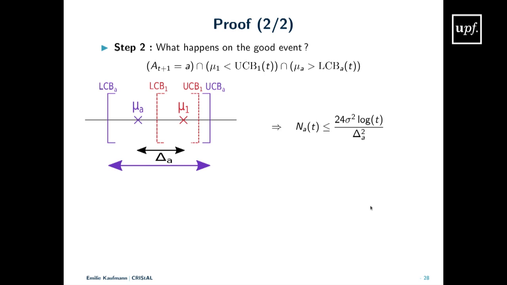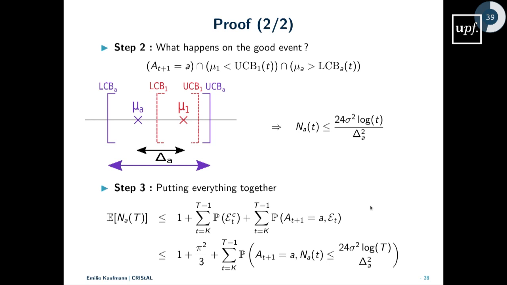You know that mu 1 is smaller than its UCB. And because the algorithm chose arm A, you know that the UCB of A is larger than the UCB of arm 1. So all this together tells you that the confidence interval of arm A has to contain both mu 1 and mu A. And in particular, it means that the gap between the two has to be smaller than the width of the confidence interval, which is 2 times the square root of log t over n. If you invert the inequality, it tells you that arm A cannot be drawn too much. It tells you that n_A is indeed upper bounded by log t divided by the gap squared. And this is why there is a gap squared in the proof.